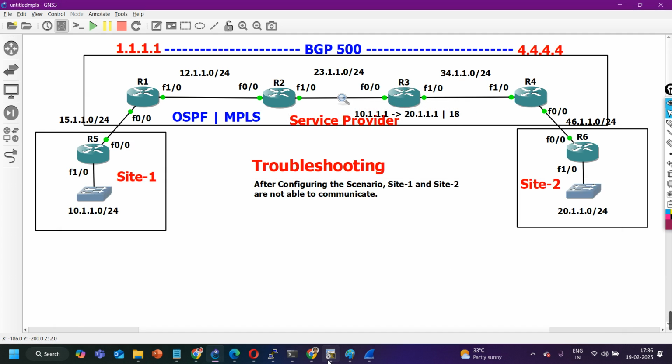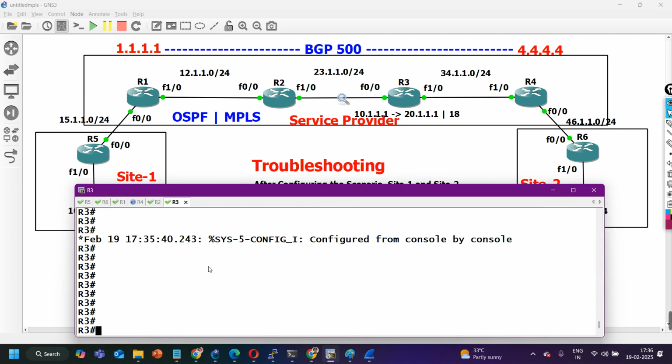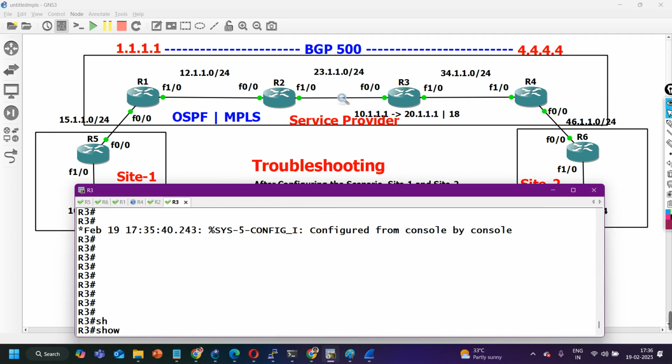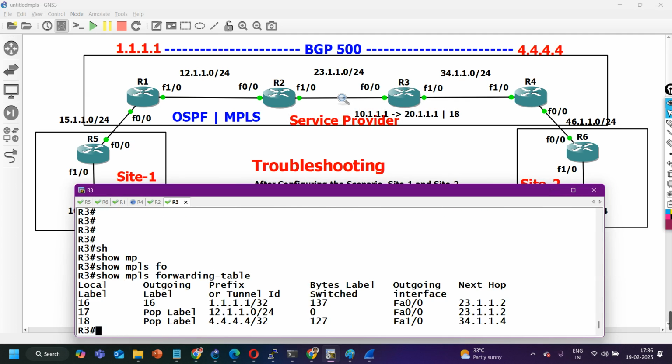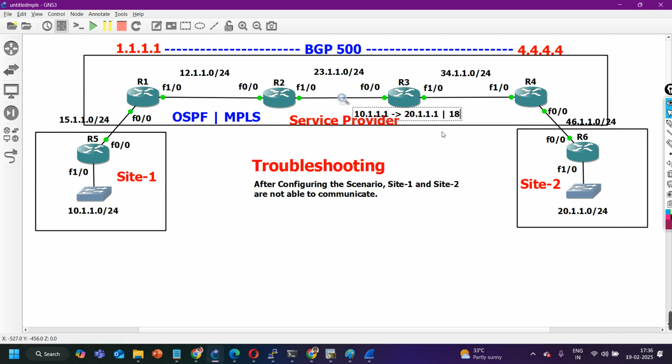When router 3 receives it, again router 3 is receiving a labeled packet, so it is going to check its MPLS forwarding table. In the MPLS forwarding table, where is label 18? Here is label 18, and this router needs to pop the label. So router 3 is going to remove this label, and then it will forward traffic from F1/0. Next hop IP 34.4. So it will remove the label and forward traffic to router number 4. Then router 4 is going to receive an unlabeled packet, a normal IPv4 packet. It will check the CEF table and then forward traffic to the customer edge router.